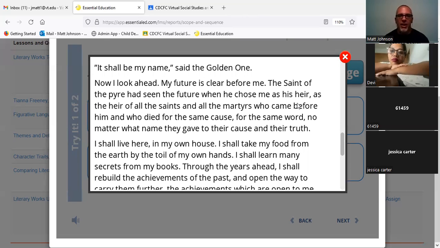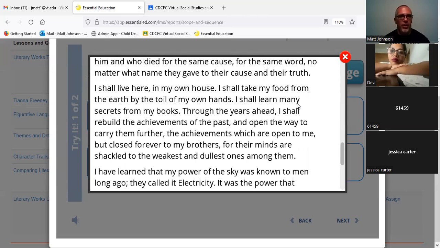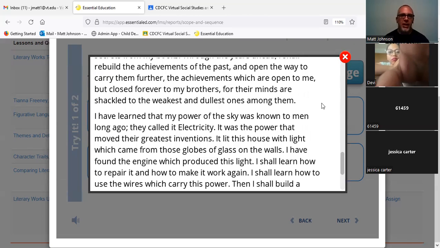I shall live here in my own house. I shall take my food from the earth by the toil of my own hands. I shall learn many secrets from my books. Through the years ahead, I shall rebuild the achievements of the past and open the way to carry them further. The achievements which are open to me, but closed forever to my brothers, for their minds are shackled to the weakest and dullest ones among them.